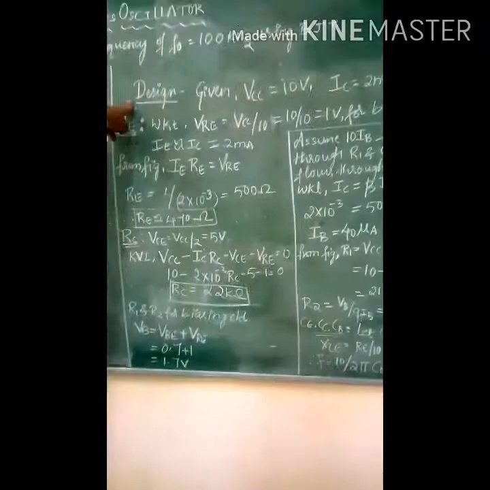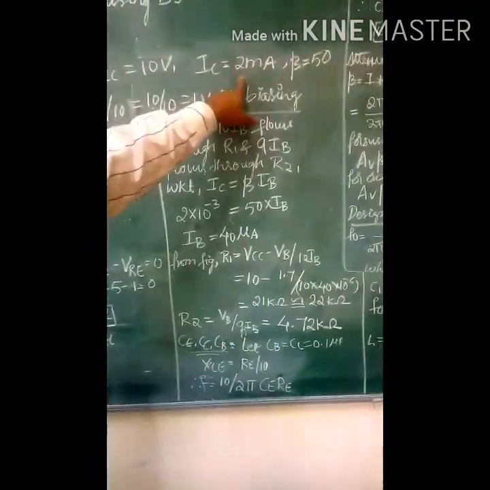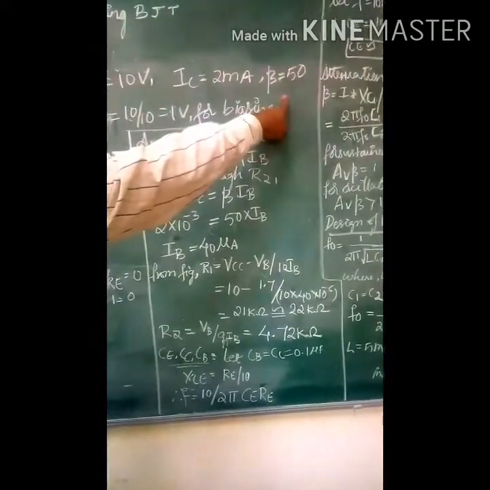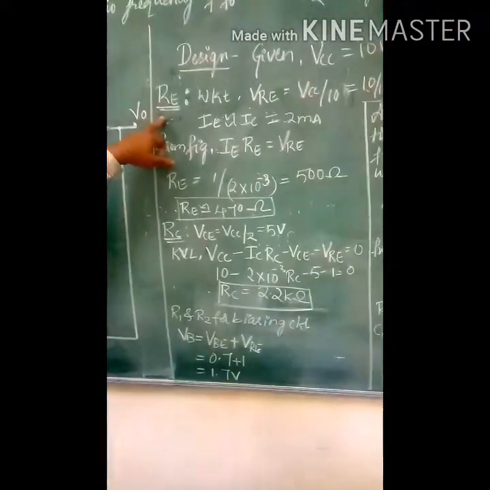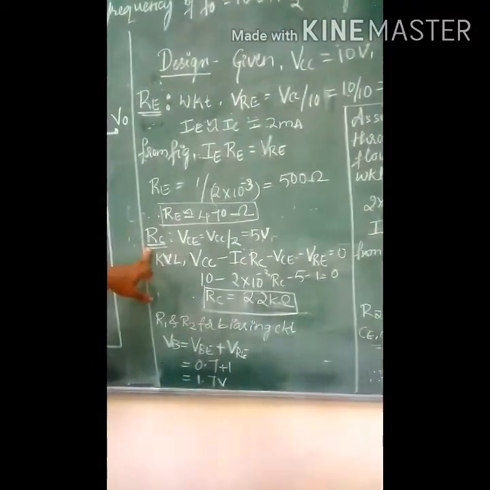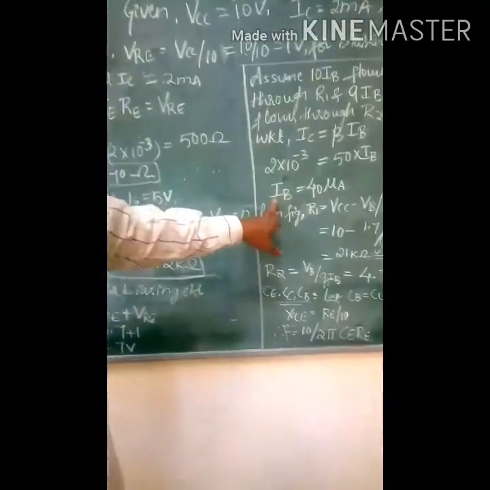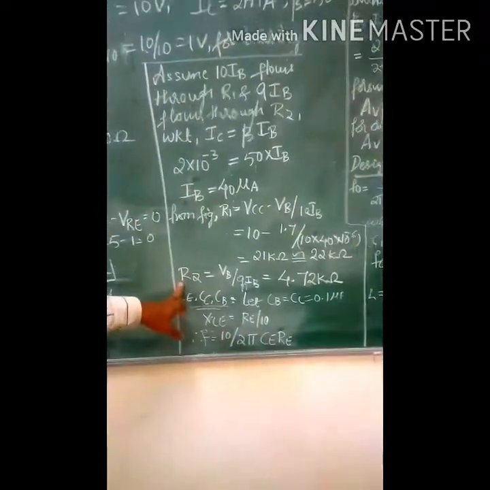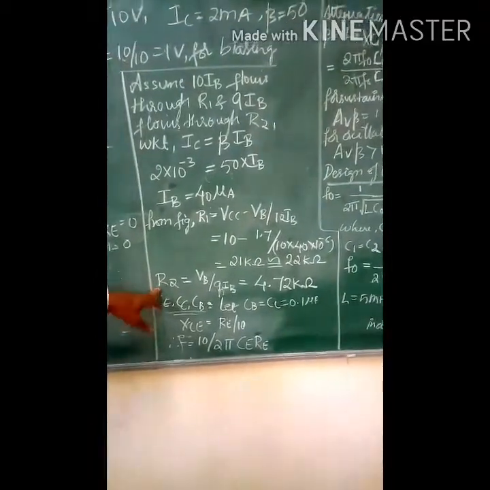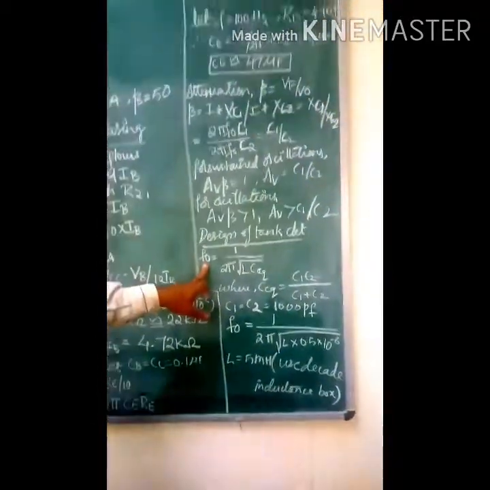The design components given here are VCC equal to 10 volts, IC 2 milliamperes, and beta of the transistor given as 50. We can design what RE is. RE is given by this formula. Similarly, we have to find RC. Similarly, we will be finding IB, and we will be finding R2, and we will be finding F0.